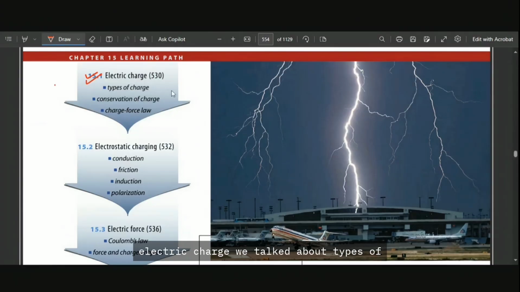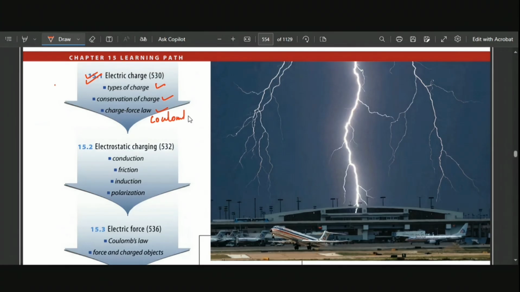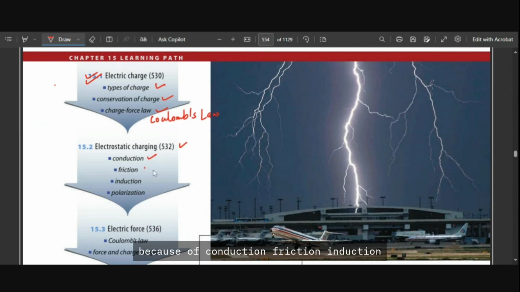So we have covered electric charge. We talked about types of charges, conservation of charge, and the charge force law, which is called Coulomb's law. Then we talked about electrostatic charging. Electrostatic charging is because of conduction, friction, induction, and there is one more method of charging given, which is called polarization.